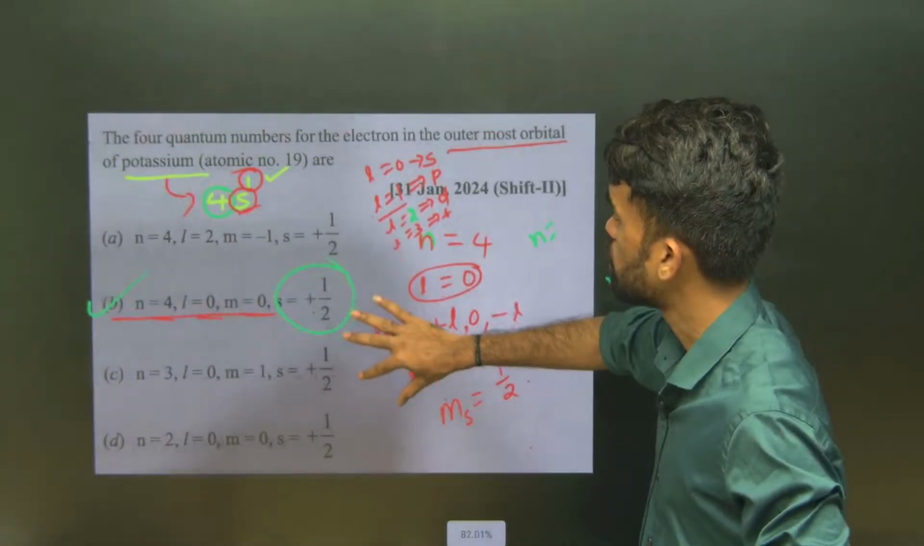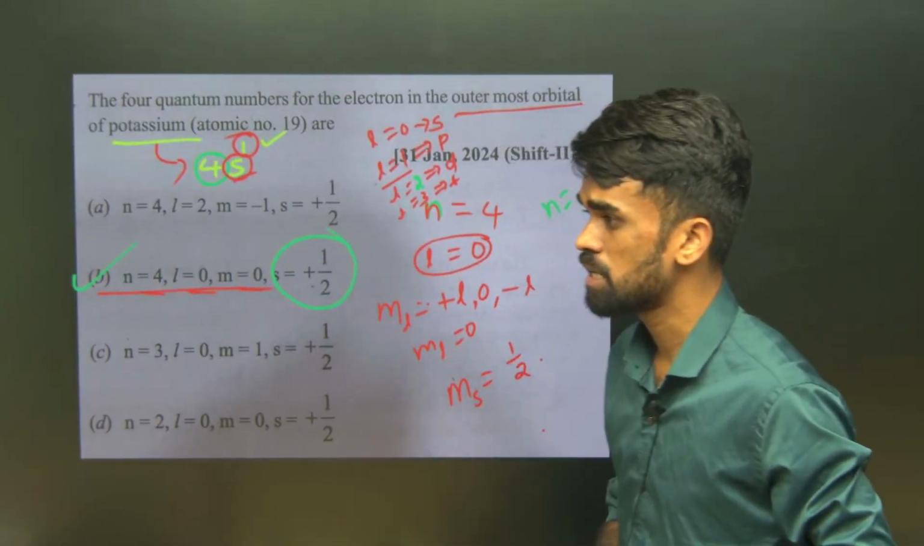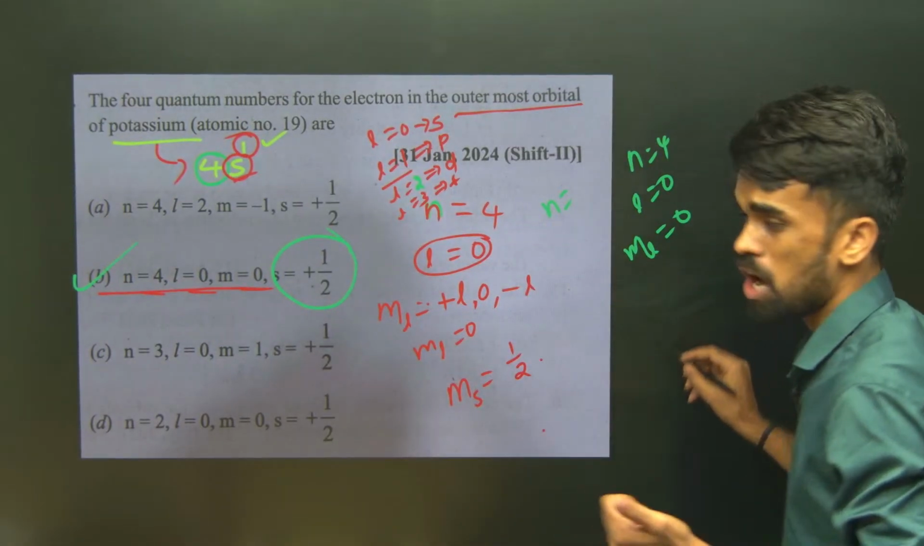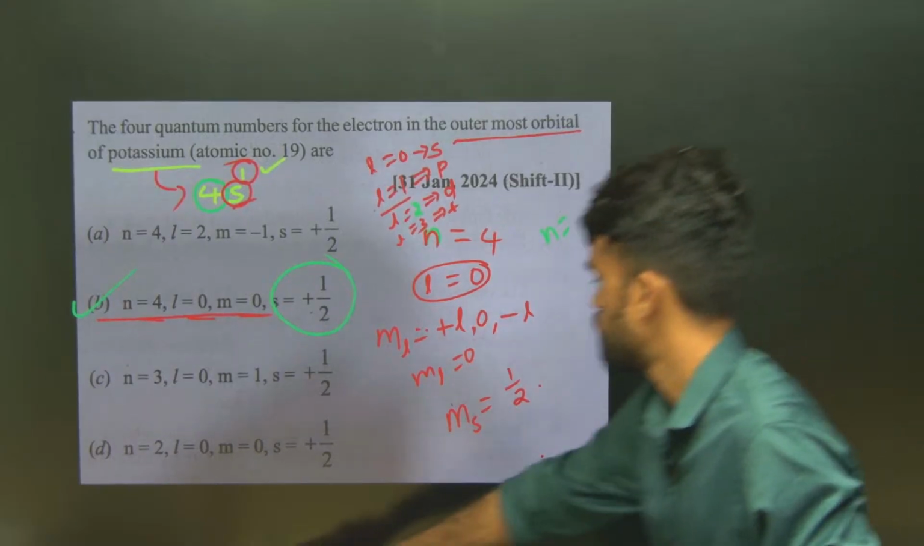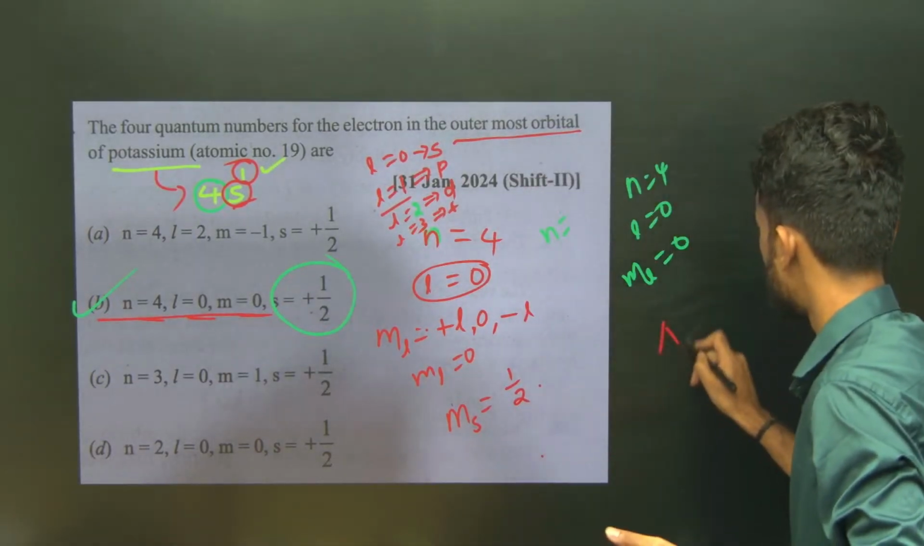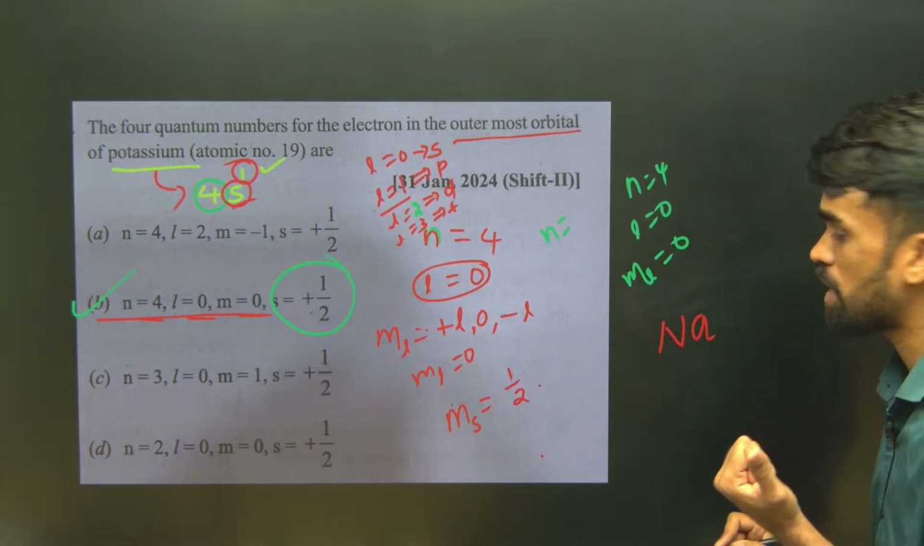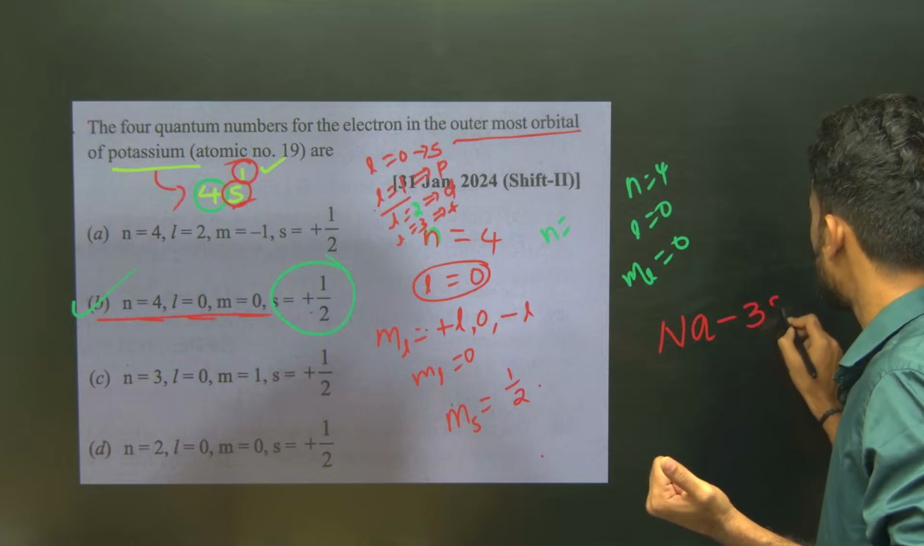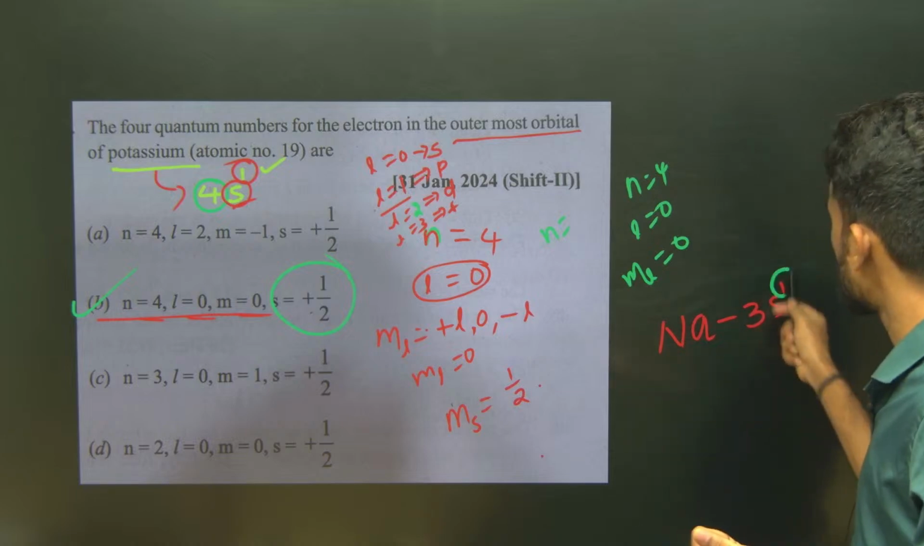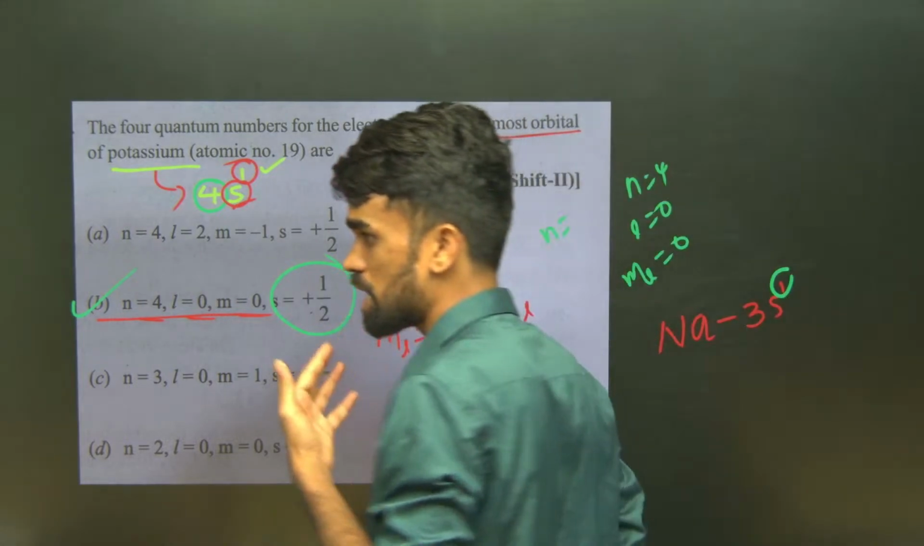Now one more question I am asking you as homework. What are the four quantum numbers associated with the last electron of sodium? What is the last electron of sodium? Write its electronic configuration. You will get something like 3s1. This is the last electron of sodium. Just tell me the quantum numbers for that.